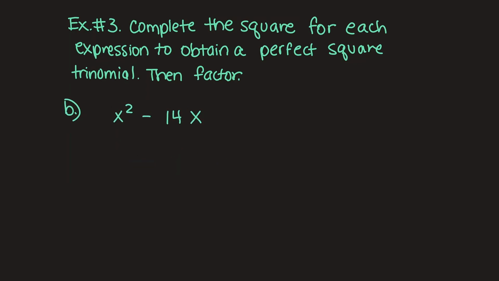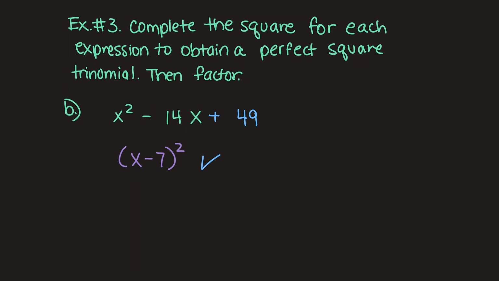To make this next expression a perfect square trinomial, we need to complete the square by adding negative 14 over 2 quantity squared, which is 49. So adding 49 to this expression will complete the square, and this factors to x minus 7 times x minus 7, which is the same as x minus 7 quantity squared.